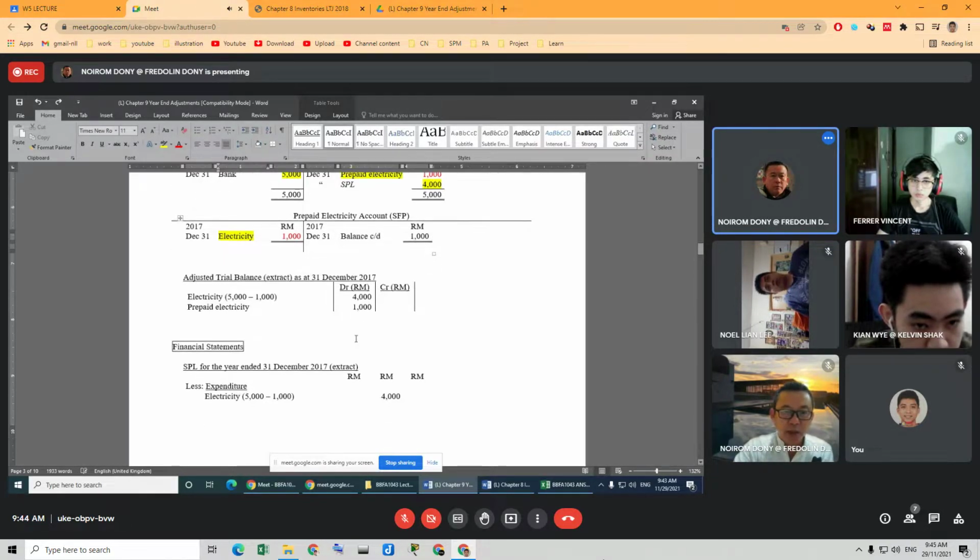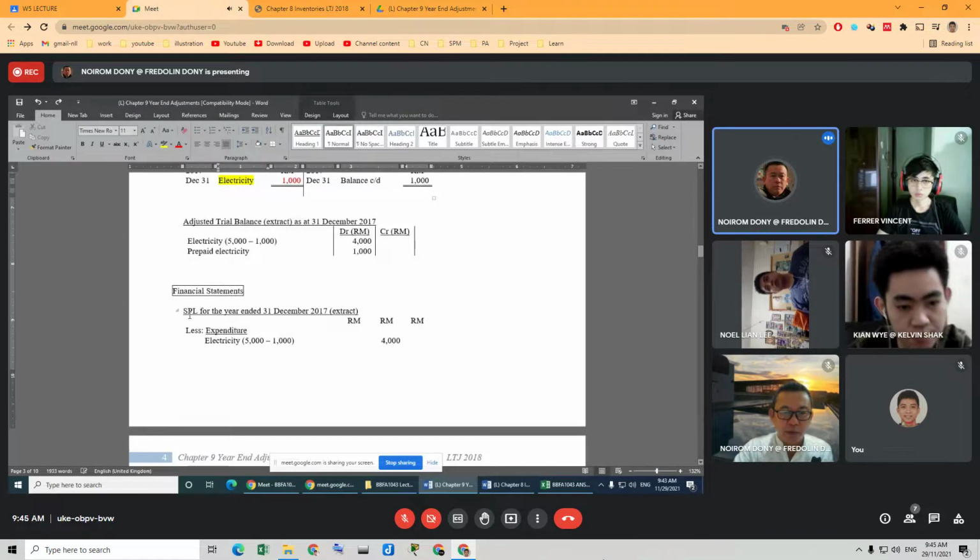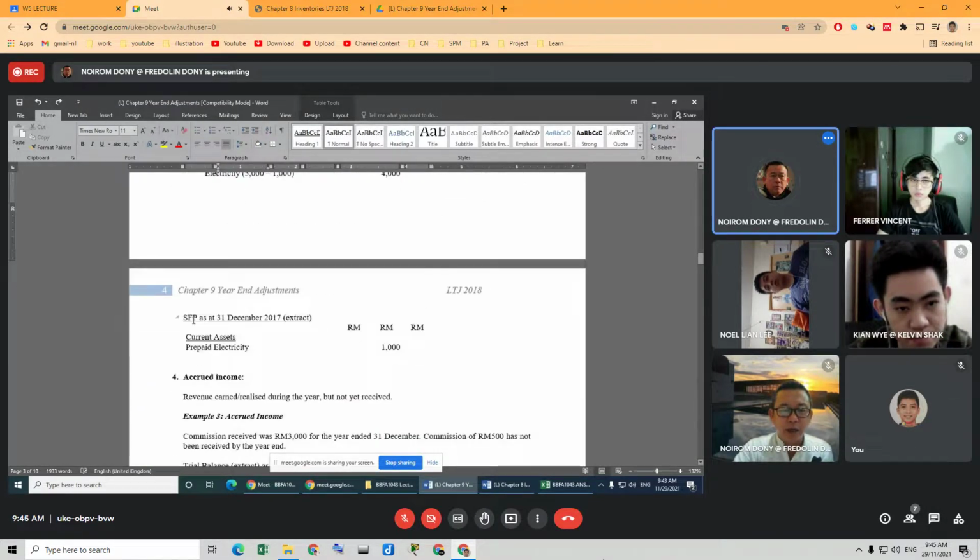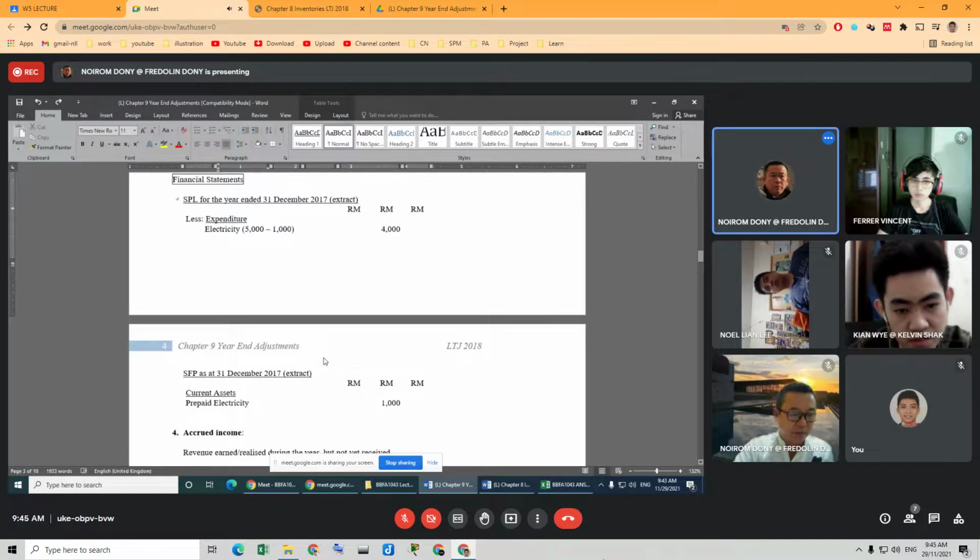Okay. Then financial statement like what I'm explaining to you, SPL. And in SOFP, so since debit balance. So remember, that's why it's very important for you to be able to identify whether debit or credit balance. Because as you know, this is debit balance, it must be in the current asset, prepared electricity 1,000. Okay, that's why I'm checking on whether you understand debit balance or credit balance. So it's very important.